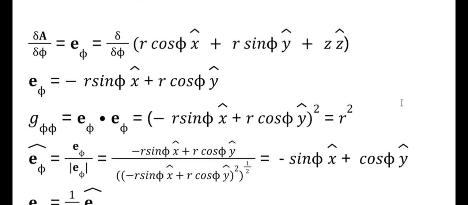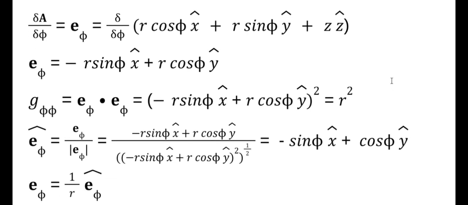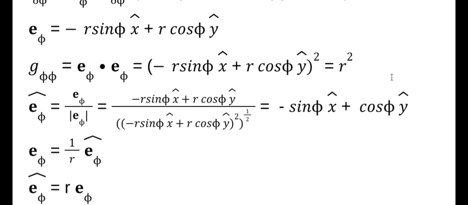Once again, we need to find our unit basis vector e_phi hat. To do it the same way, this becomes r squared. Square root of r squared is r. It takes these r's out, so that's what's left. So the difference between e_phi hat and e_phi is just r. So we're going to need this later, okay?